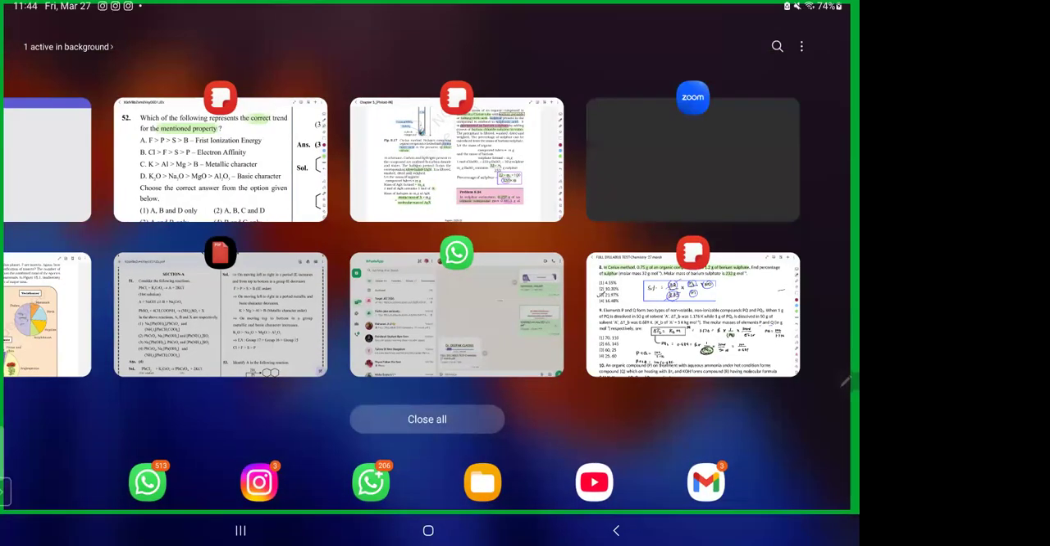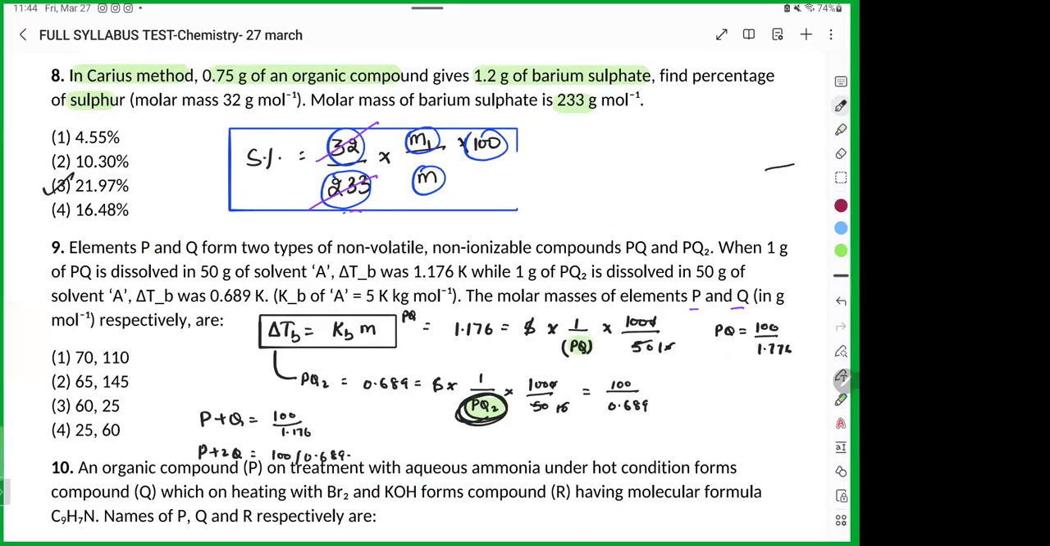So do the calculation. You can use a calculator to make it fast. The first value will be less than 100, the second value will be more than 100. Any doubt? Was this question really easy, straightforward? Calculate the molar mass of the first compound and the second compound. The first compound is made up of P plus Q, the second compound is made up of P plus 2Q. That's all. Done.